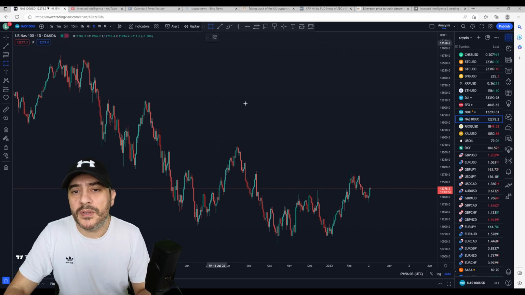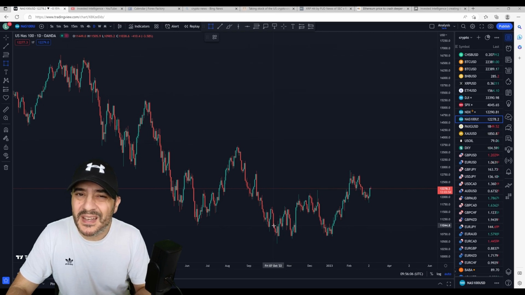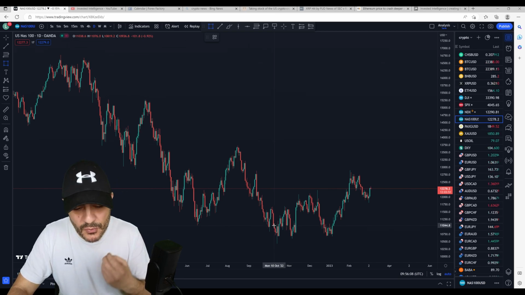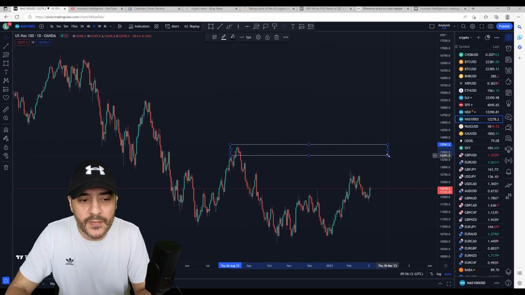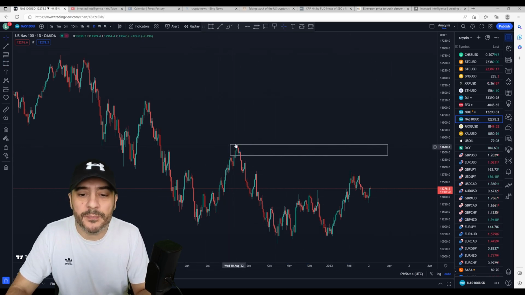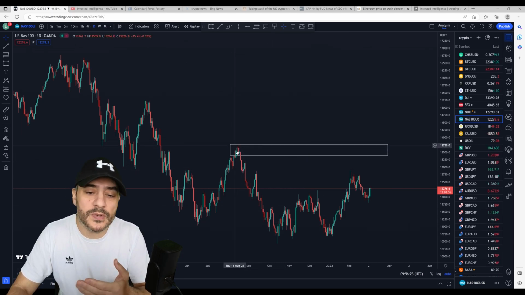So what we want to do is look for areas where we believe price has been pretty dramatic in moving away from that level. There is one here, which we can clearly see price ran up. It's created a very nice swing point, and then price started to run away from that level, and it did so pretty significantly. It wasn't just a very small move away from that level.